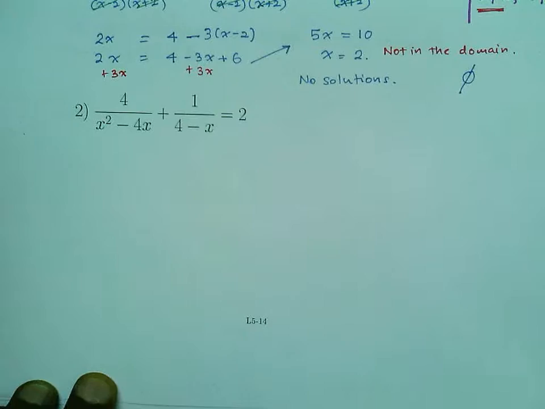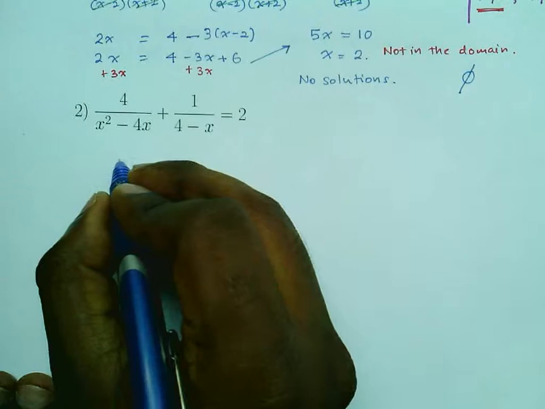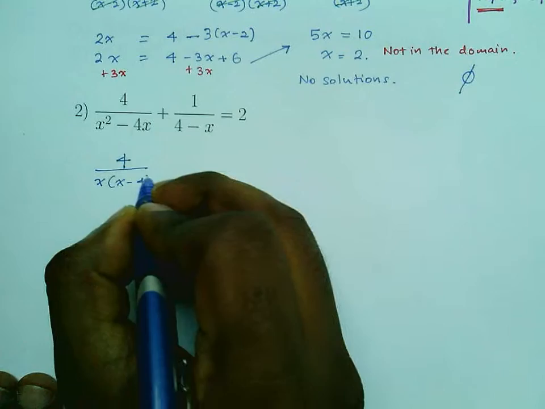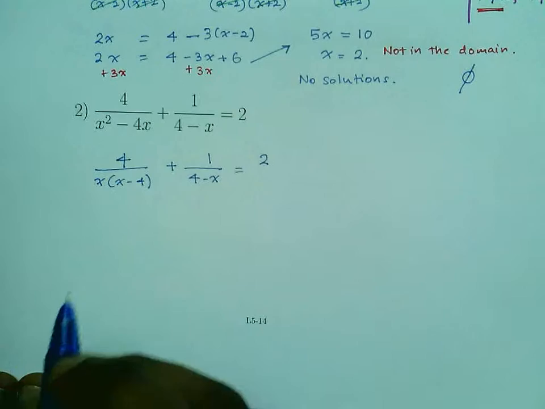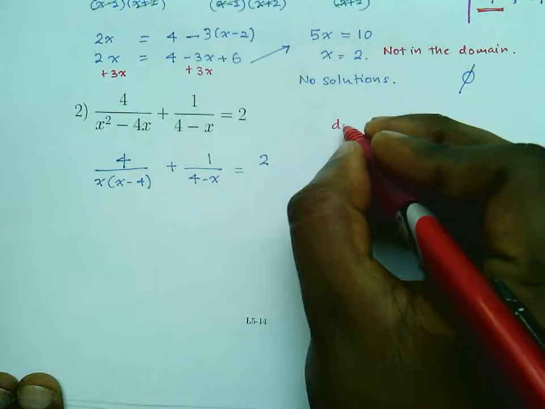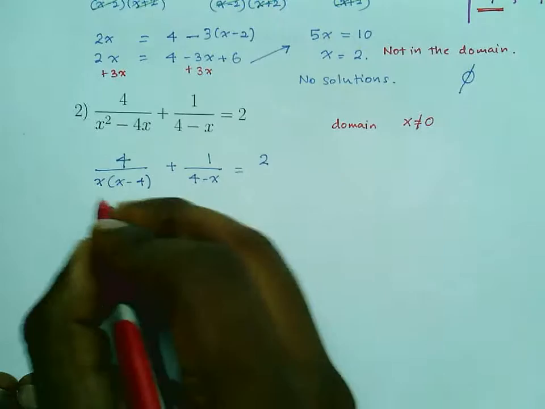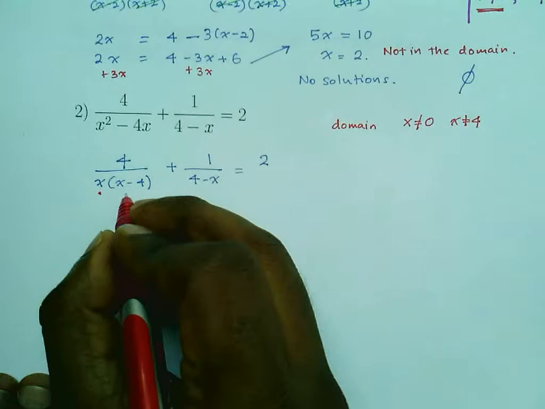First of all, I'm not going to forget the domain step. So let's factor x minus 4 plus 1 over 4 minus x is equal to 2, and look at the domain of the expression. Well, the denominators cannot be 0. So the domain is x cannot be 0 and x cannot be 4 from here.